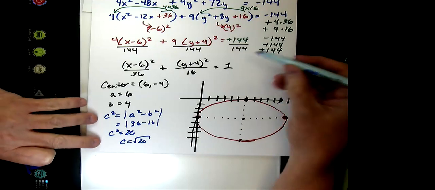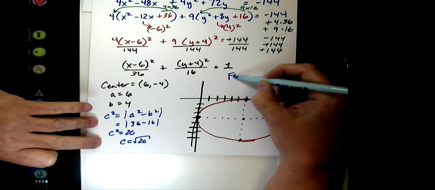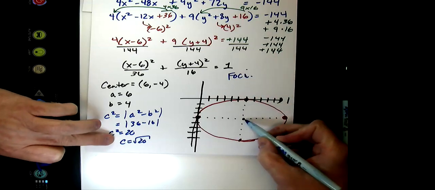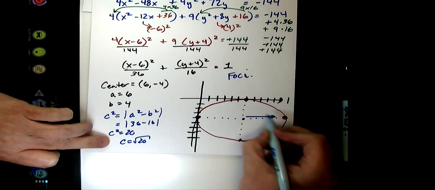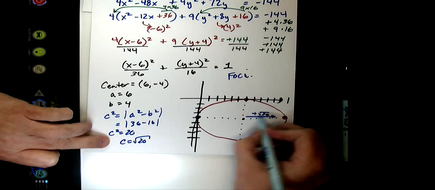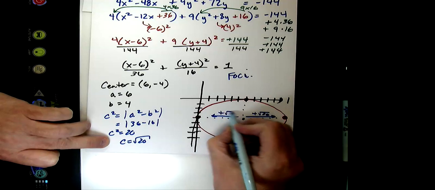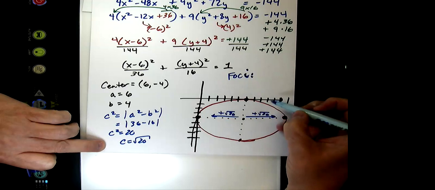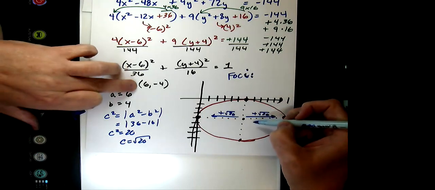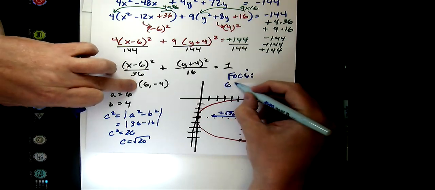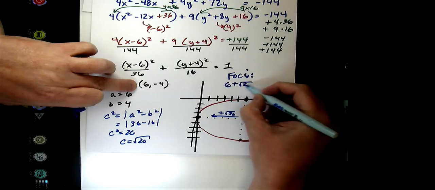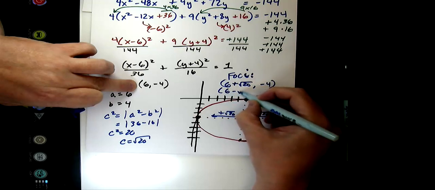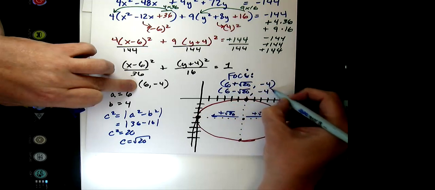The foci are moved from the center by plus or minus square root of 20 from here. So if you're going to give them a point, it is 6 plus square root of 20 comma negative 4, and 6 minus square root of 20 comma negative 4.